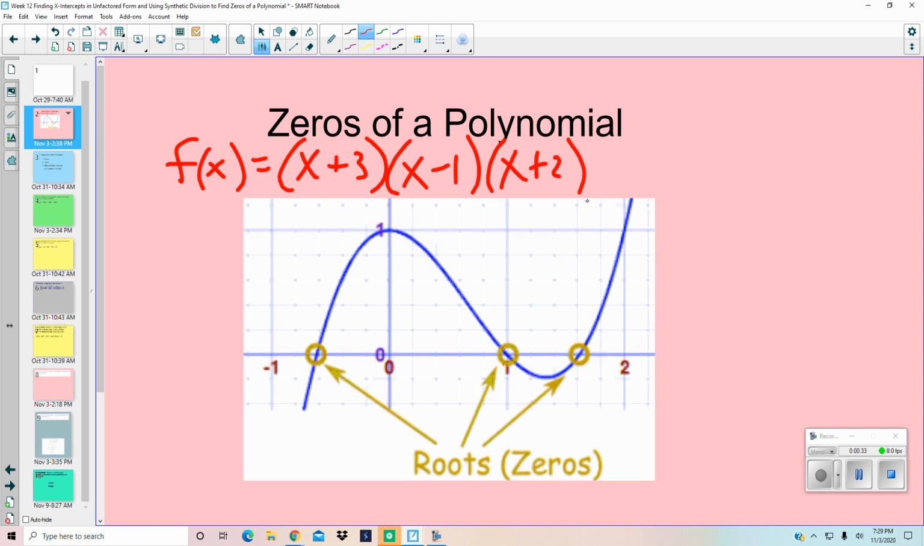Okay, that's in factored form. If I set each of those factors equal to 0, I would get the x-intercepts, or where it crosses the x-axis. So I could see it would cross at -3, +1, and -2.